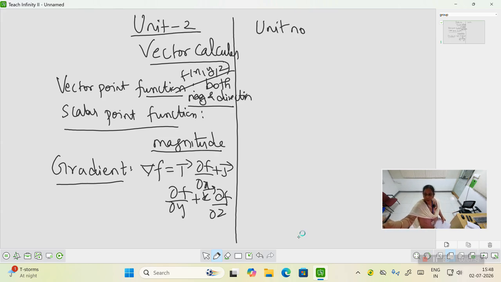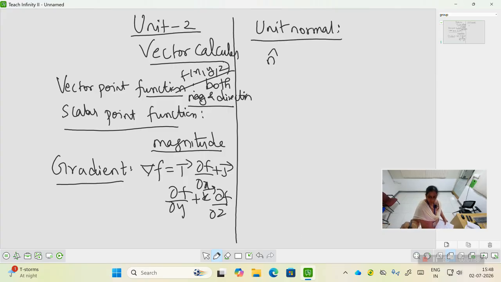Next one is unit normal vector. When do we call a vector a unit normal vector? I'll give the formula here and then explain how it works. So n cap equal del f by modulus del f. Where do we apply this unit normal? Whenever we need a rotation of photons, electrons, or otherwise graphics. So it plays an important role in graphics, right?